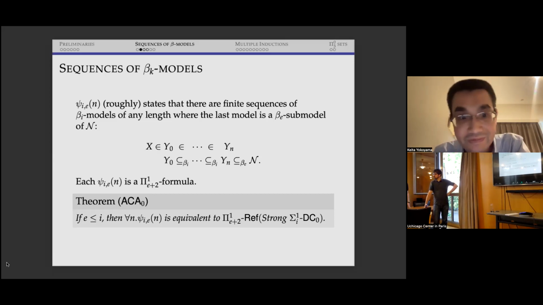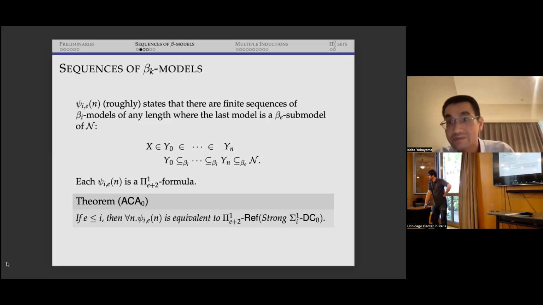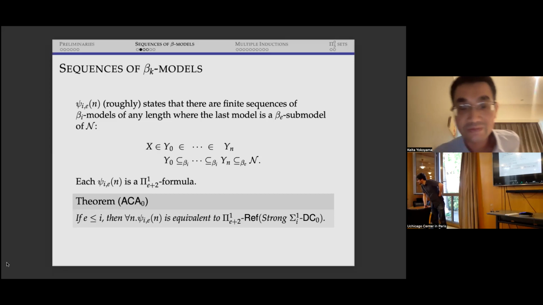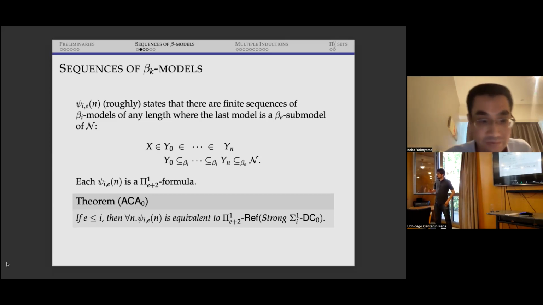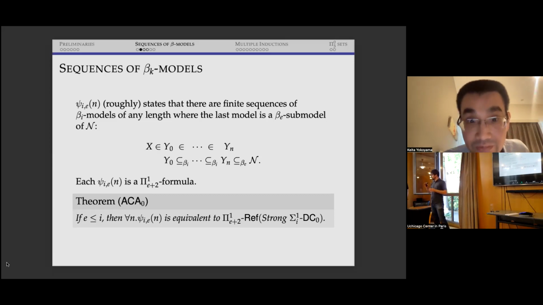Questions for Leonardo and or Keita? Your inductive definitions were non-monotone, right? You were working with non-monotone inductive definitions. Non-monotone. For this case, it's equivalent. For this case, it doesn't matter if it's non-monotone or not. Okay.